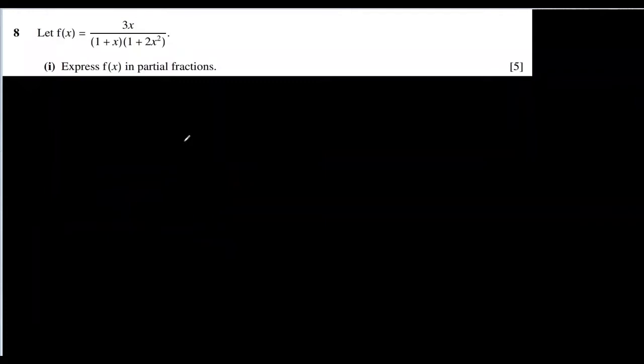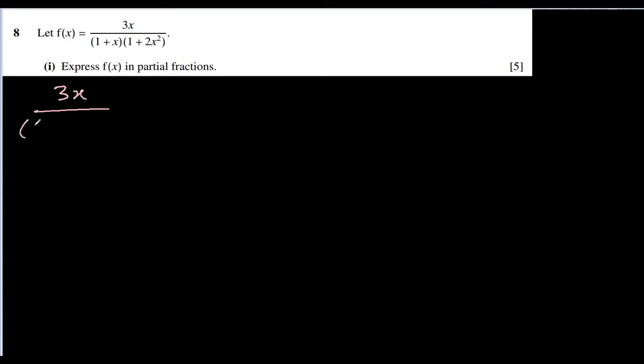Question number 8, they have given a rational function to us, and they're asking us to express it in partial fractions. So the degree of denominator is 1 plus 2, 3, and degree of numerator is 1. So degree of numerator is lesser, so we can straight away carry out partial fractions. So let's write the original function first.